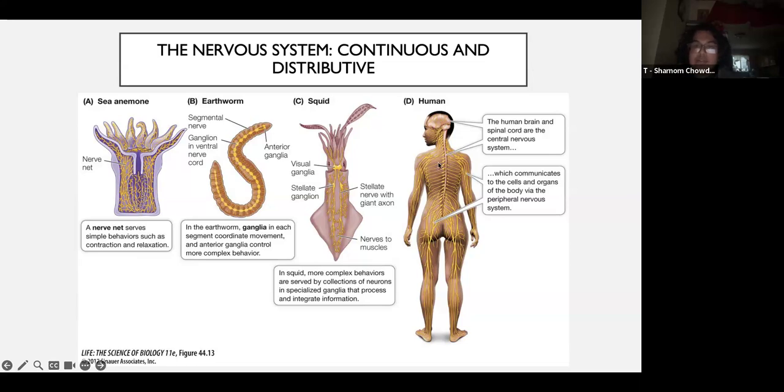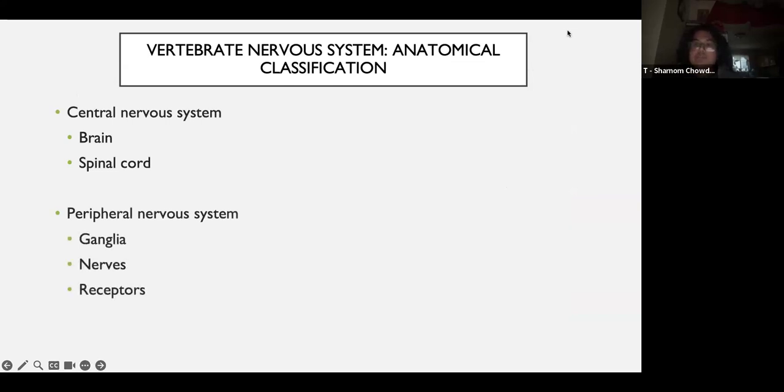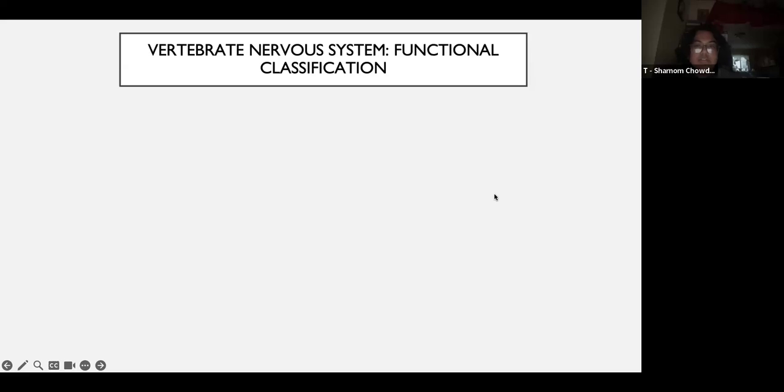The brain and the spinal cord make up the central nervous system, which makes sense. It's in the middle of your body, while the nerves that reach out to every other limb in your body are your peripheral nervous system. So like I said, central nervous system, brain, spinal cord. Peripheral nervous system consists of ganglia, nerves, and sensory receptors throughout your body.